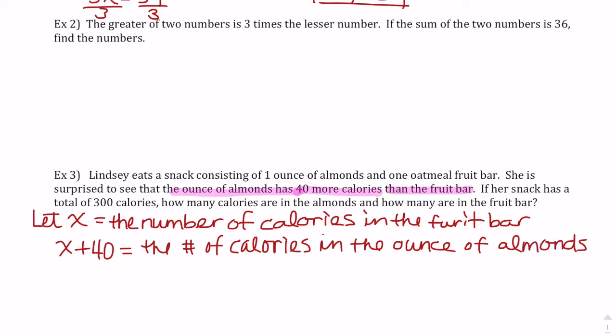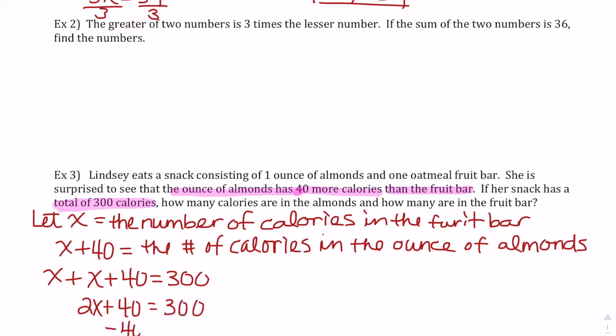Okay, so the next sentence they are saying is that her snack has a total of 300 calories. Because it's total, that means adding them together. So it's going to be x plus x plus 40, and that's going to equal 300. And then when you combine like terms and solve it, then you are done. So that's going to be 2x plus 40 equals 300.